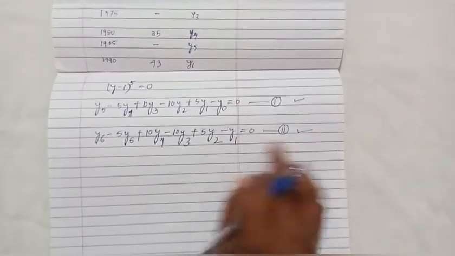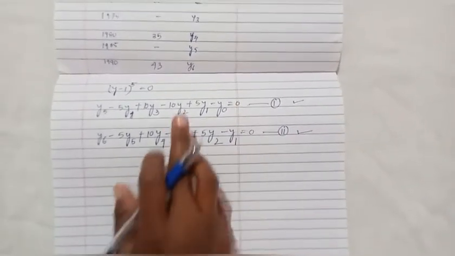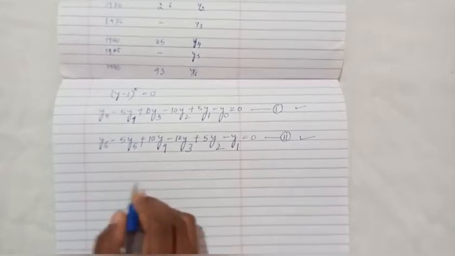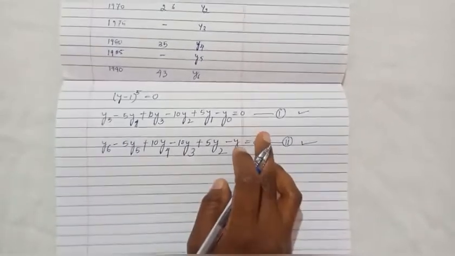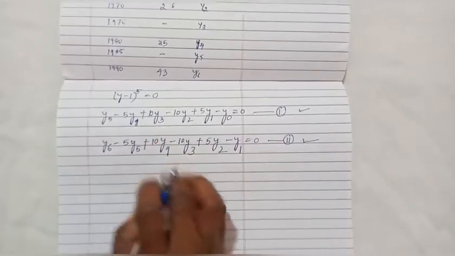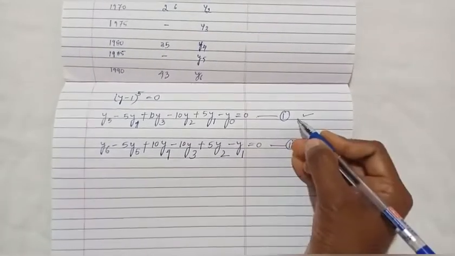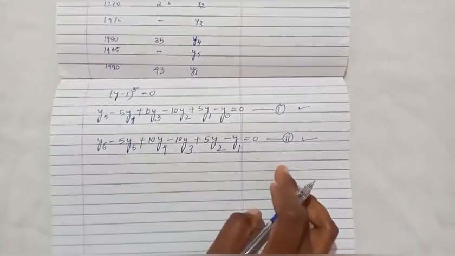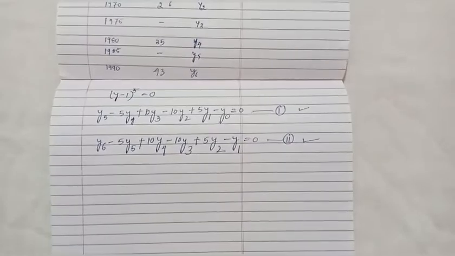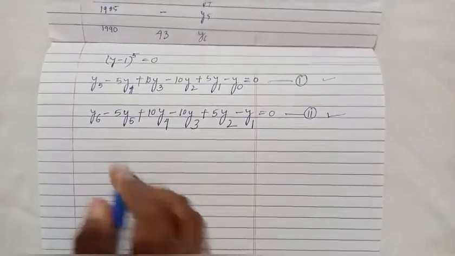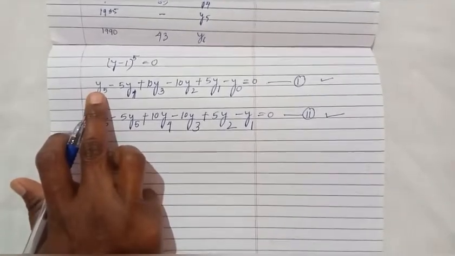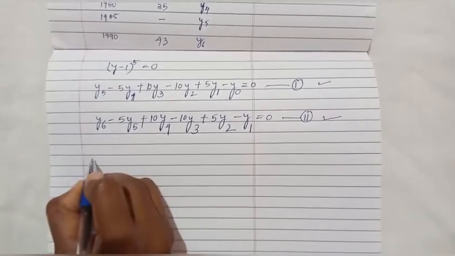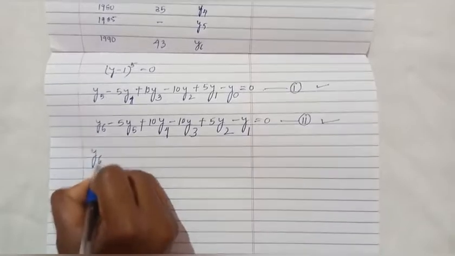Now we have to add these two equations, equation 1 and equation 2. This is 1 and this is 2. Just add them. How do we add? Let's check. In the addition, here we have y6, and in equation 1 we don't have y6. So we write y6 as it is.